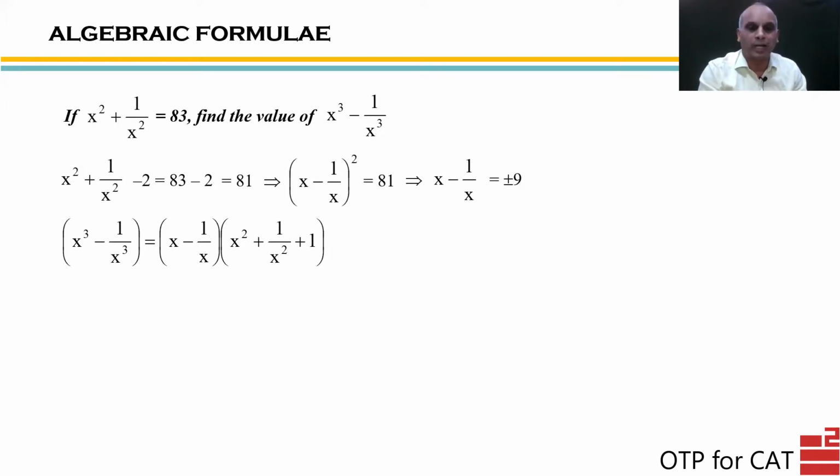So the required expression is x cube minus 1 by x cube. If I factorize by using the formula of a cube minus b cube, which was a minus b into brackets a square plus b square plus ab, I will see this result. So we have x cube minus 1 by x cube is equal to x minus 1 by x into brackets x square plus 1 by x square plus 1, because a into b is x into 1 by x, which is 1. And now in this expression, I will put all the values which I know. I know x minus 1 by x value is plus minus 9. And in the second brackets, we already are given the value of x square plus 1 by x square, which is 83. So putting it here, I will get plus minus 9 into brackets 83 plus 1, which is plus minus 756.